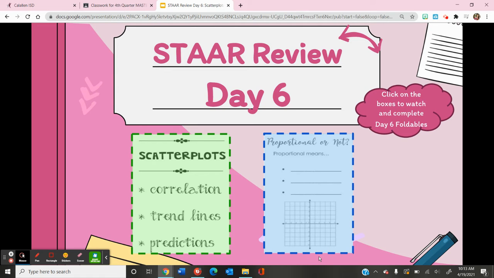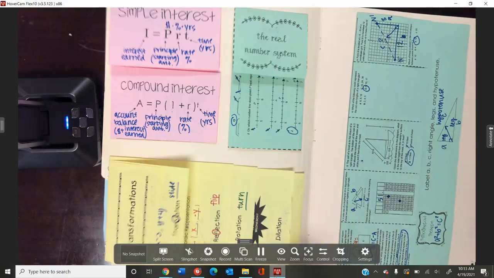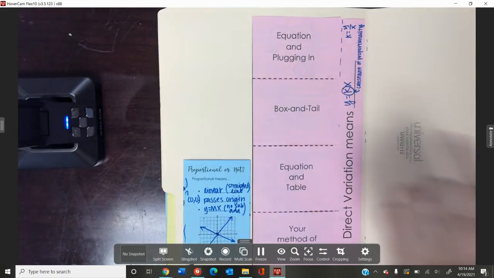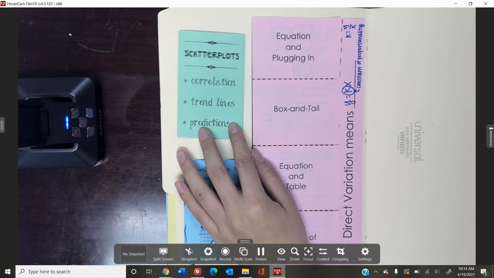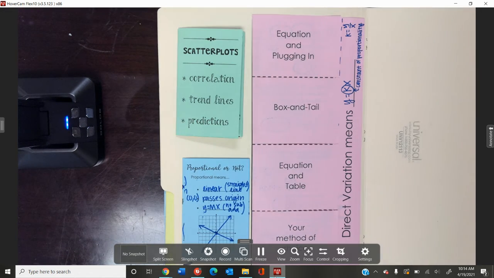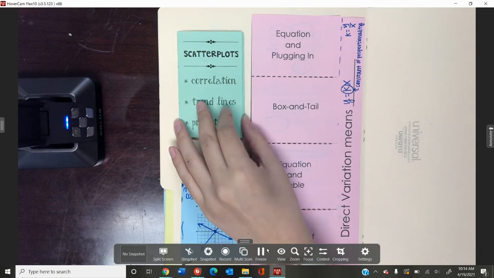Today is day 6 of your STAAR review, and in this video we're going to be talking about scatterplots. Looking at your foldable, I'm going to go ahead and open that up for us. You should have already glued this, looking at the very first slide of this. But again, this foldable is going to be glued right here. I'm going to wait to glue it until after I have finished doing the foldables. So again, we're looking at scatter plots.